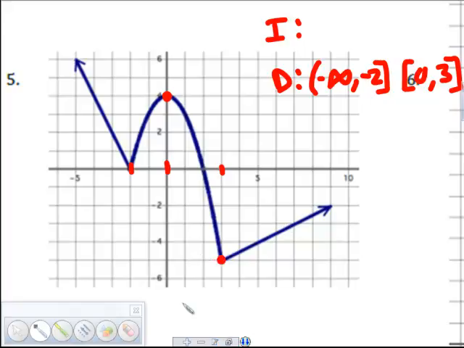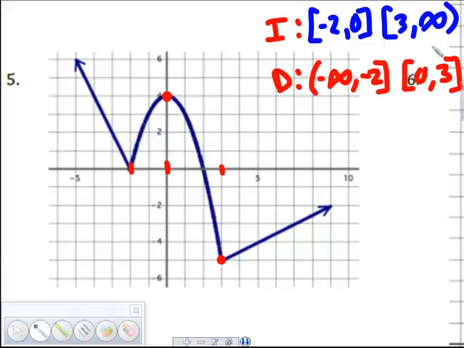So let's talk about increasing. Where is this function increasing? From here, negative 2, all the way to 0. And then it's also increasing from 3, and this arrowhead indicates that it's going all the way to infinity. And the infinities get the parentheses. So that's increasing and decreasing.